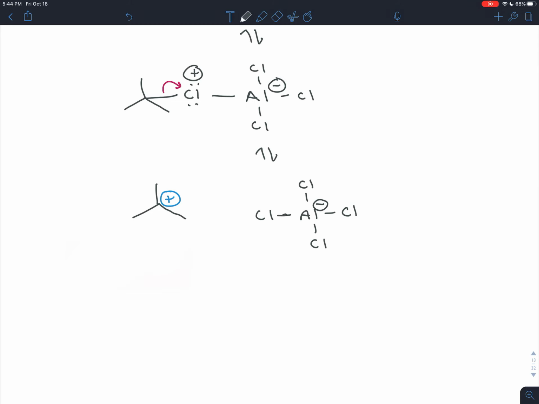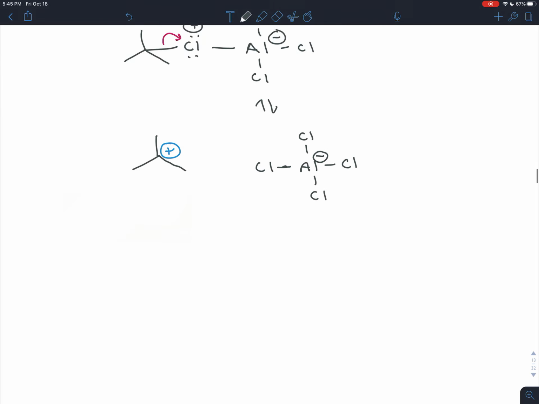You form a carbocation, you have to worry about it rearranging. Notice that this carbon is bonded to 1, 2, 3 other carbons. That makes it tertiary. Each of the other carbons is just bonded to 1, so they're all primary. And a tertiary carbocation is more stable than a primary carbocation, so that carbocation is going to stay exactly where it is. So we don't have to worry about carbocation rearrangement there.